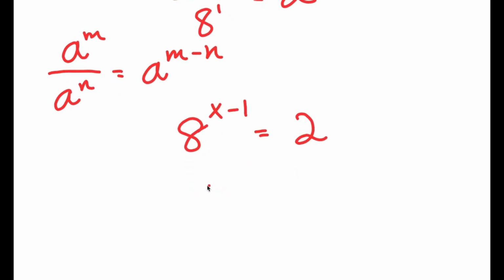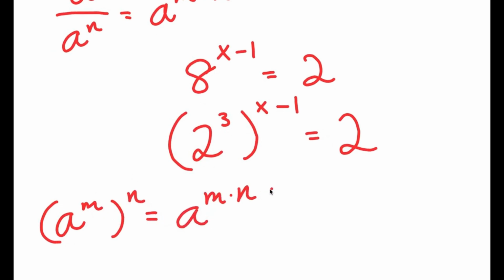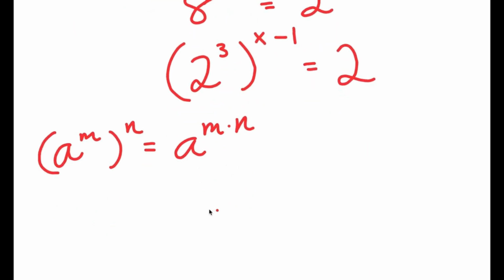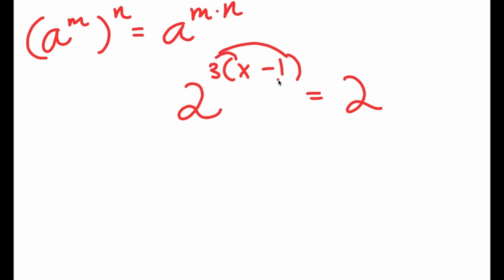Now 8 is the same thing as 2 to the power of 3, so I get 2 to the power of 3 to the power of x minus 1 is equal to 2. And if I have something in the form a to the power of m to the power of n, this is equal to a to the power of m times n. So 2 to the power of 3 to the power of x minus 1 is the same thing as 2 to the power of 3 times x minus 1. And 3 times x minus 1, I can distribute 3, so I get 2 to the power of 3x minus 3 is equal to 2.